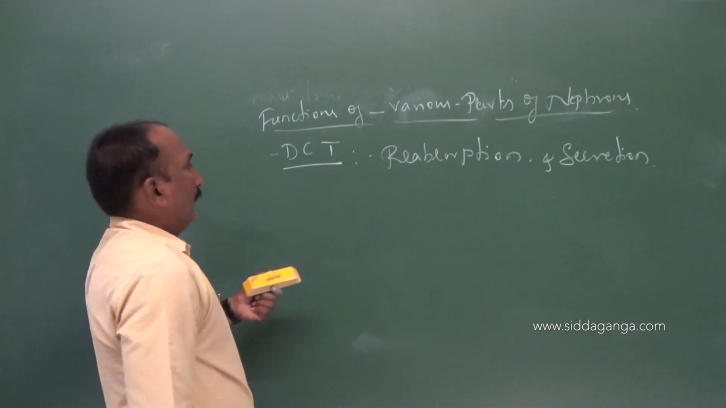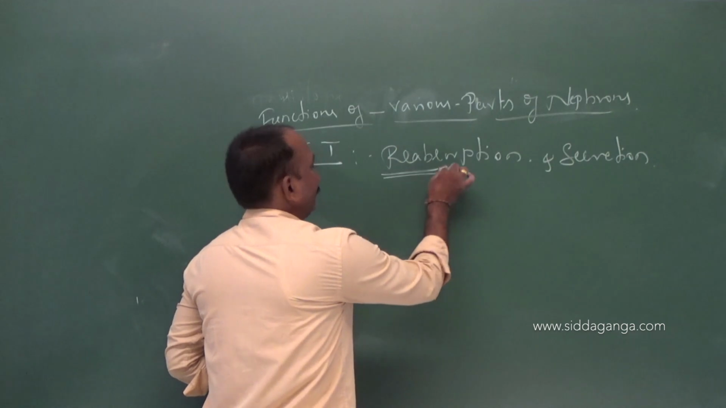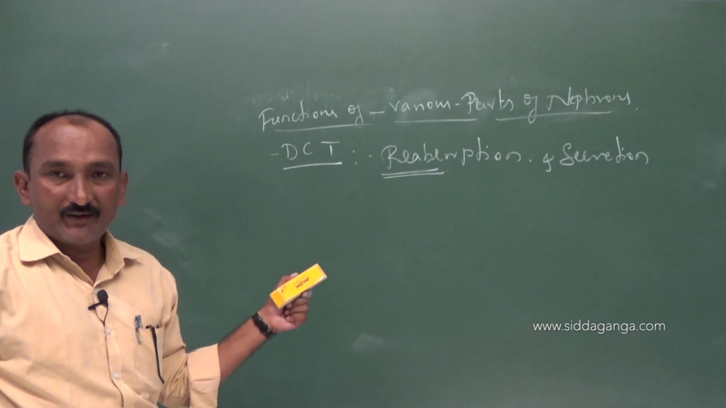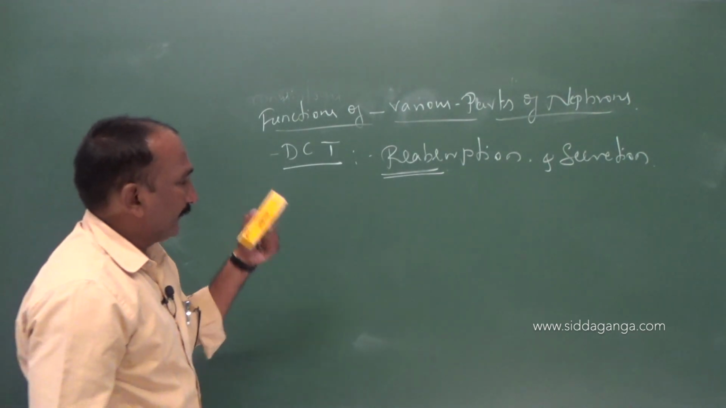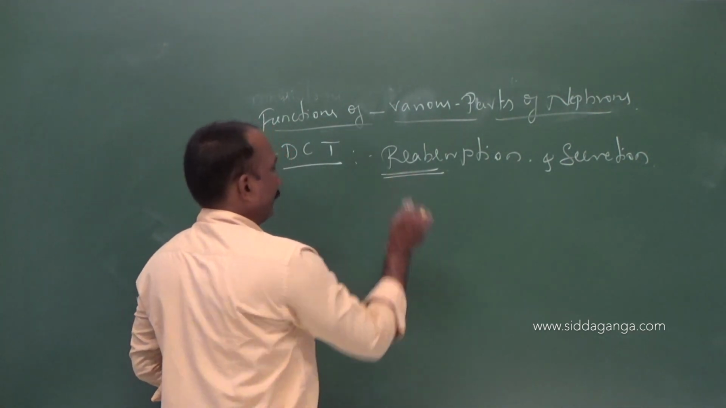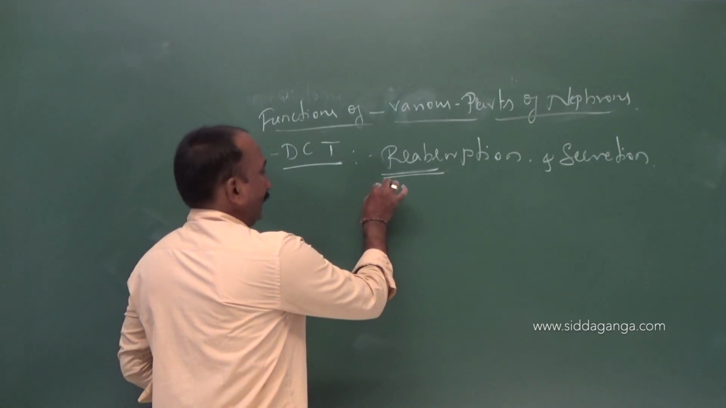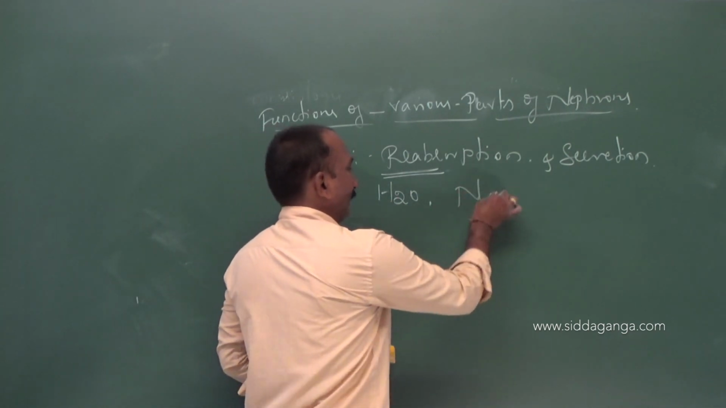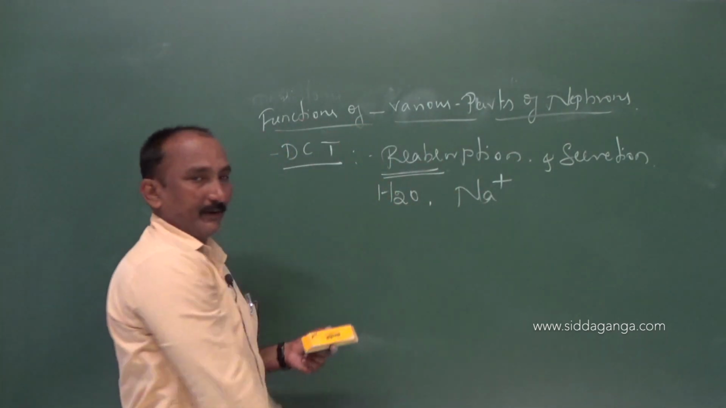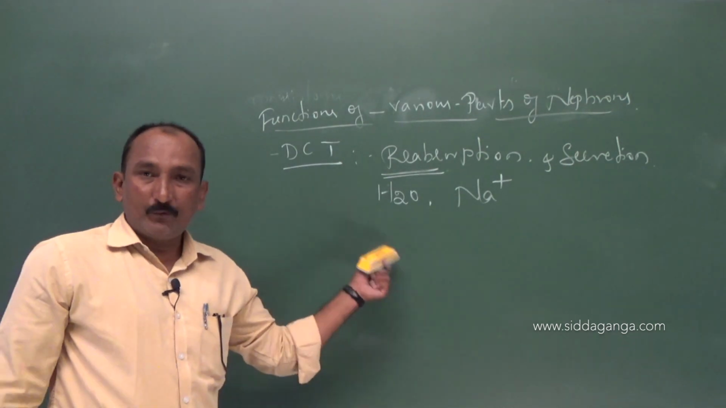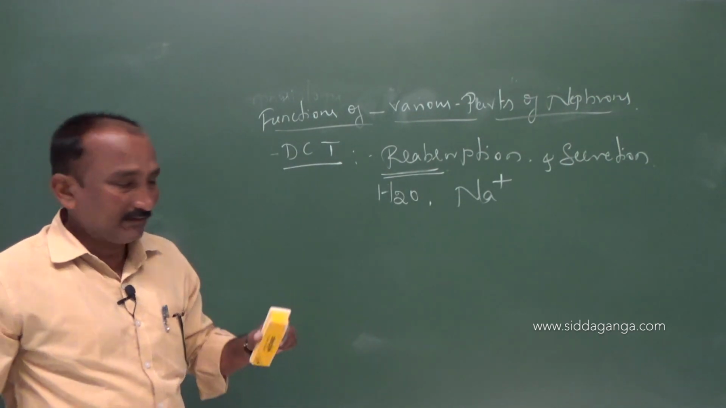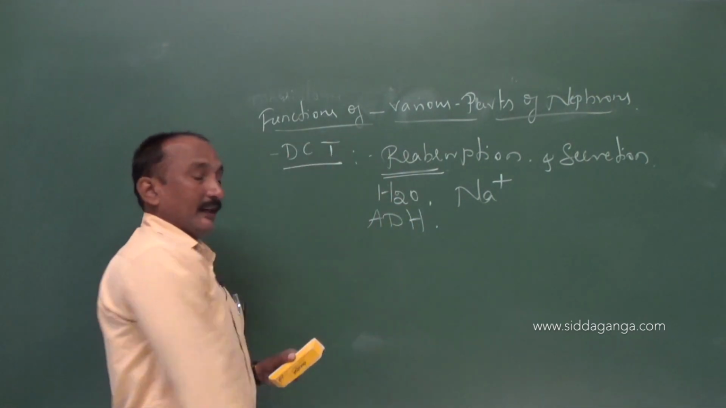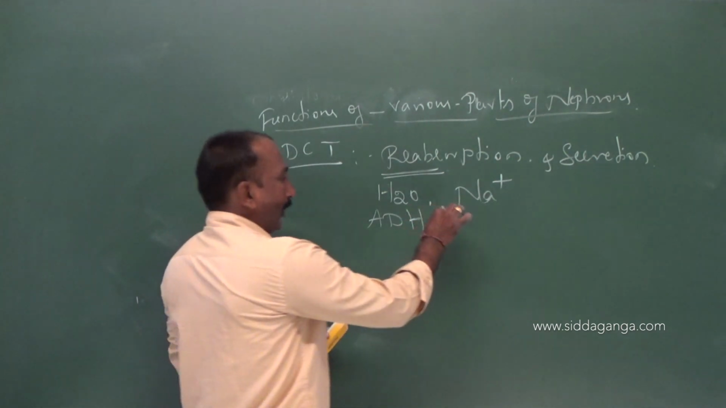What is reabsorption? It is the process of reabsorbing essential molecules from the filtrate. The distal convoluted tubule can reabsorb particularly water as well as sodium. Of course, you have already studied two hormones. One is ADH, and another one is aldosterone.